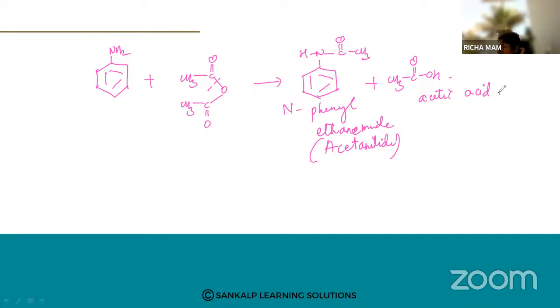So which chemical properties have we seen? First, we have seen the basicity of amines. Second, we have seen alkylation. And third, we have seen acylation.